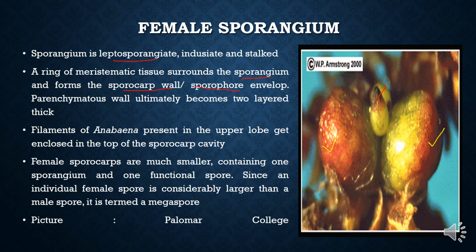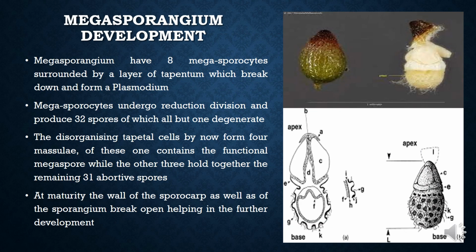The sporocarp wall, or sporocarp envelope, is parenchymatous, that is, made up of parenchymatous cells, and it is double layered. This double layered sporocarp envelope protects the sporocarp from mechanical damage or from water. This is how the megasporangium looks externally, and this is how it looks after we remove the outer sporocarp wall.